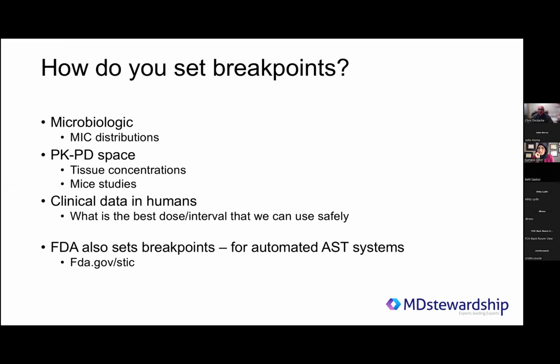So the CLSI is the one that primarily sets the breakpoints, but also if you're using an automated antibiotic susceptibility testing system like a Vitek or a MicroScan or something like that, the FDA also sets breakpoints for those automated systems. And fortunately, in most circumstances, the FDA and the CLSI have similar breakpoints, but there are some that are different. And so if you use an automated system, you have to use the FDA breakpoints. You can't use the CLSI breakpoints unless you do some validation studies in the micro lab to validate your MIC that you're going to report to your facility. So next slide.